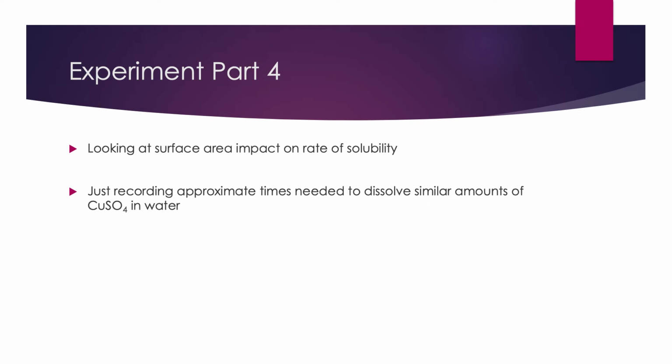All right, and then the last part of our experiment is going to take a look at surface area. Really, surface area doesn't impact solubility itself. It's actually more the rate of solubility that it's going to impact. As you go to dissolve something, typically it always dissolves at the surface first. So changing the amount of surface area your solid has will affect how fast it will dissolve, but it shouldn't really affect how much will dissolve.